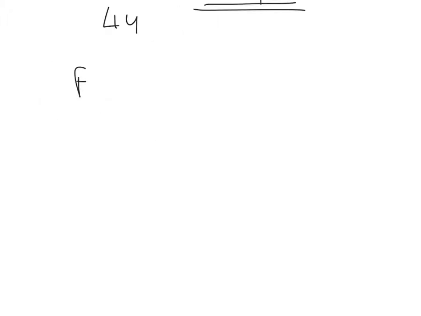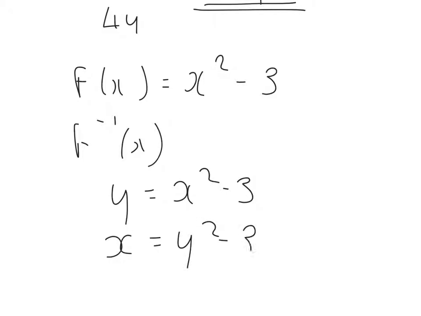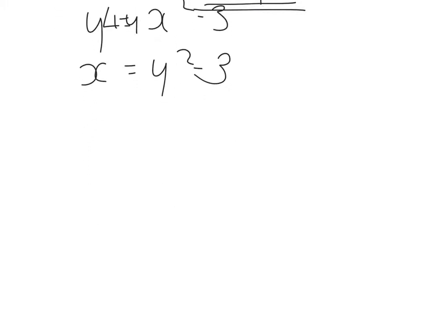Let's try another one. So f of x equals x squared minus 3. And I'm looking for the inverse function. So change to y and x notation. y equals x squared minus 3. Swap the variables. So x equals y squared minus 3. And then change the subject of the formula to y.